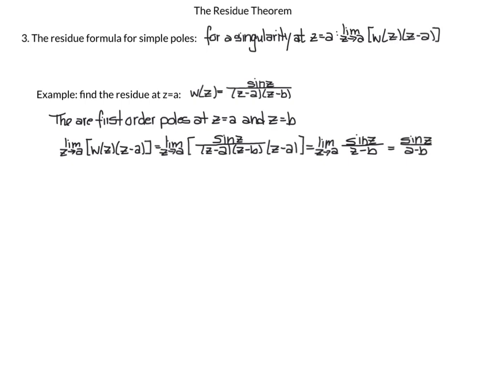So the limit as z approaches a of sine of z over z minus a, z minus b, times z minus a, that will simplify, get rid of our pole, z minus a, and we have the limit as z approaches a of sine of z over z minus b. Plugging in a for z, we get sine of a over a minus b. So this right here will be our residue.